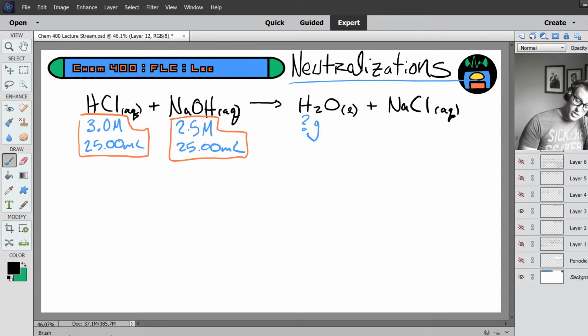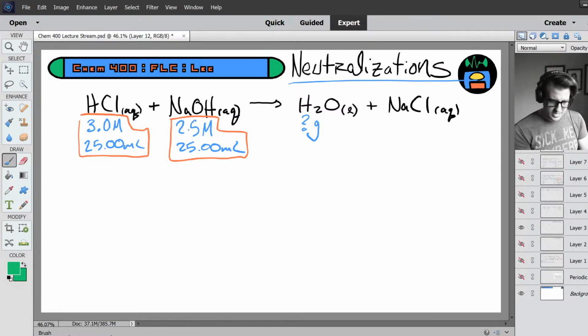Now, you may be noticing, if I had given you grams of each of these, you know exactly what to do, right? You take grams, convert them to moles, and then you're off to the mole-to-mole conversion party. Here, you'll notice that we're given molarity and milliliters. Isn't there a way to use division to find the limiting reactant?